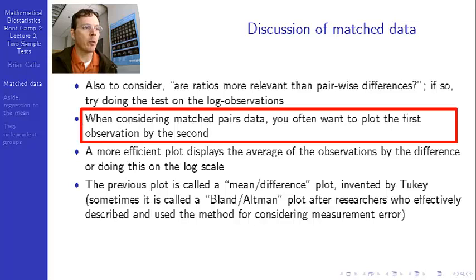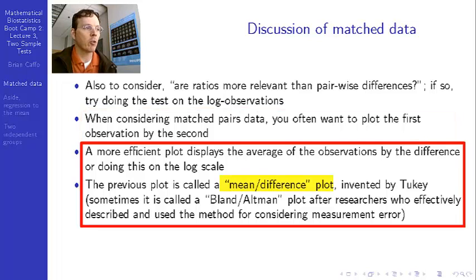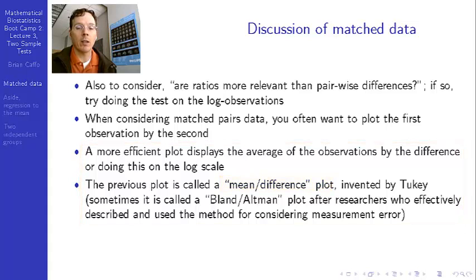Another thing is, when considering matched pairs data, you always want to do some plots first. Plot the first observation by the second, and then I showed you this mean difference plot, a more efficient plot of the average versus the difference. Again, if you're interested in relative quantities, then do everything on the log scale. What I mean by that is take the natural log of every observation and then proceed with the analysis with the log data, treating it as you would treat the data normally.